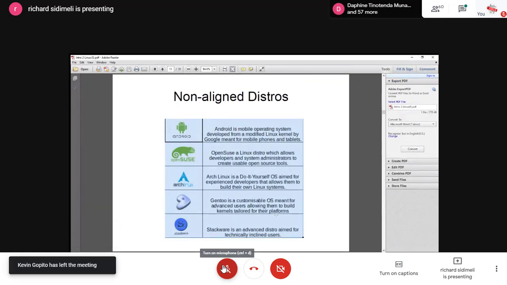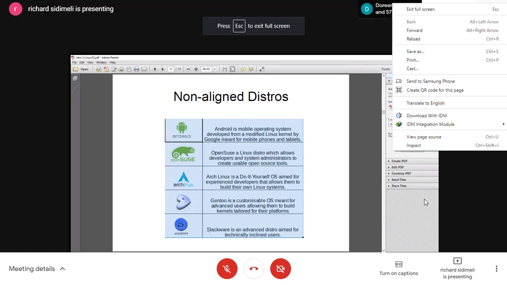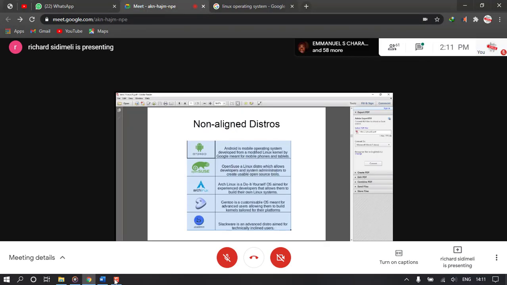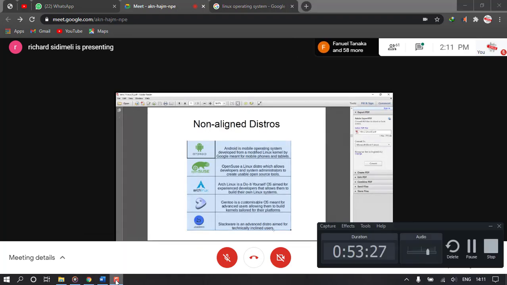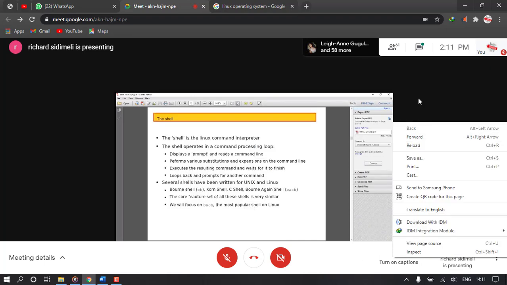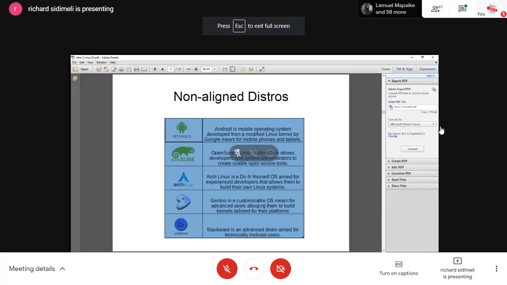You can see Linux in many forms and nature, and you can have another one known as Slackware Linux, an advanced distribution aimed at technically inclined users. Please don't go there if you are very new to the Linux environment. So we use Slack when it is very necessary to do so.